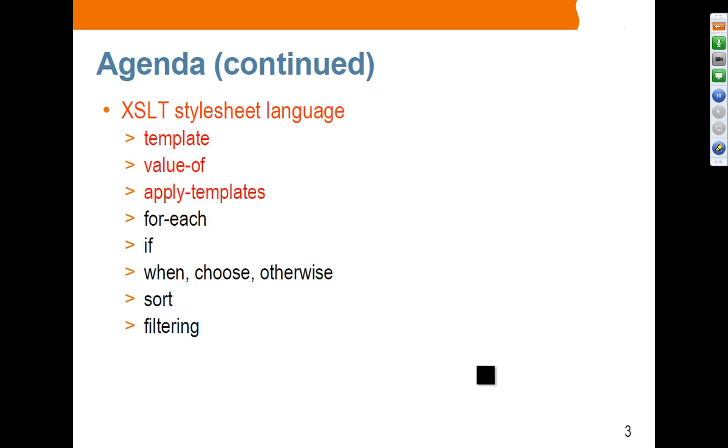As I said before, the focus of this presentation is learning the XSLT stylesheet language, and there are actually three important stylesheet elements. The first one is template, the next one is value-of, and the third one is apply-templates. So these are the three XSLT stylesheet elements that we are going to mostly focus on.